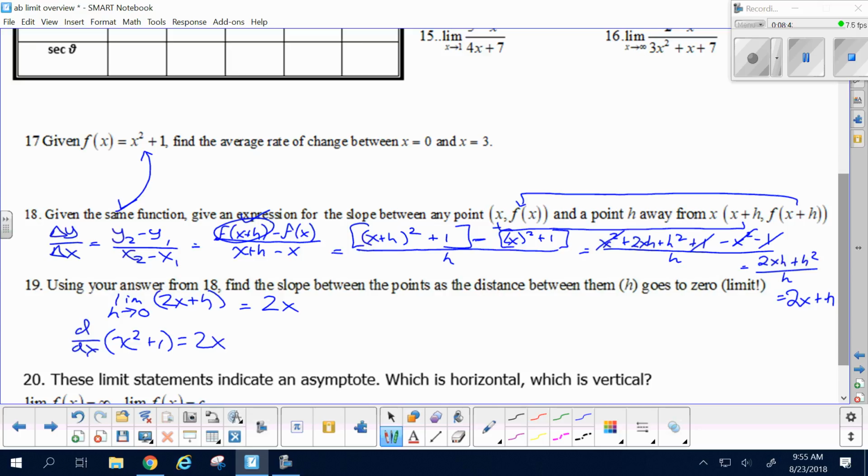Now, what the heck that means, that's for tomorrow. But trying to get you the algebra skills here. Right? 18 and 19, check. Any other questions on continuity?